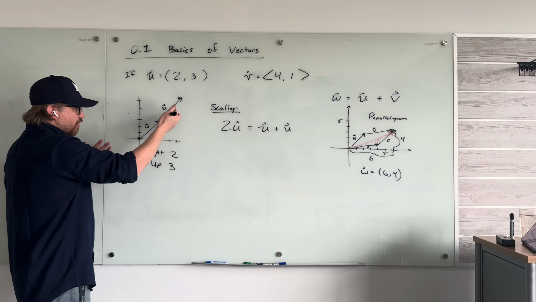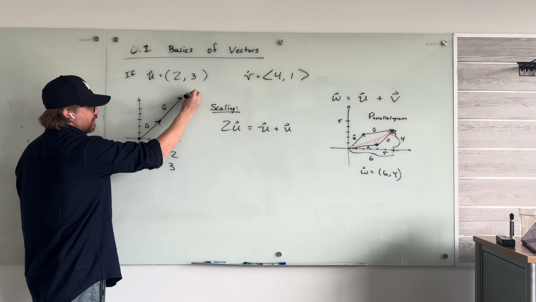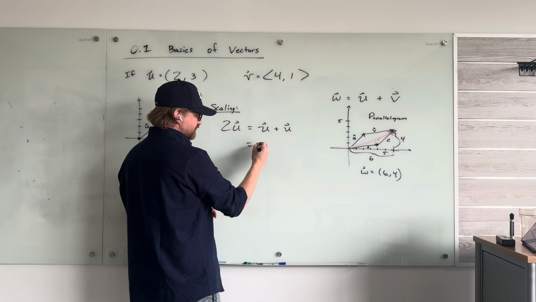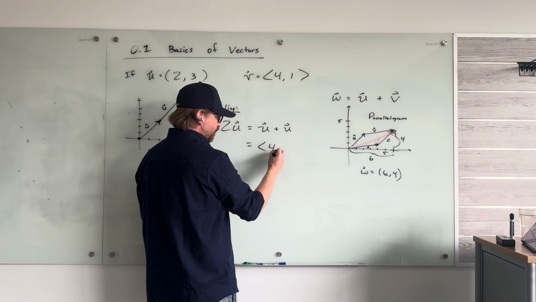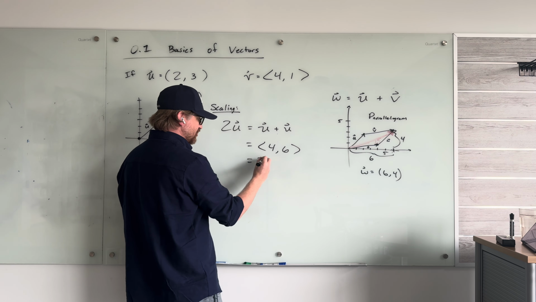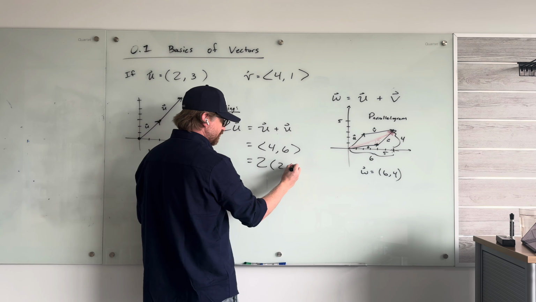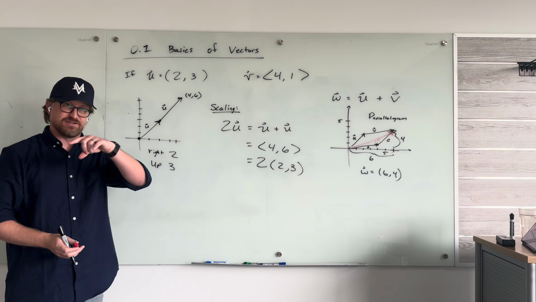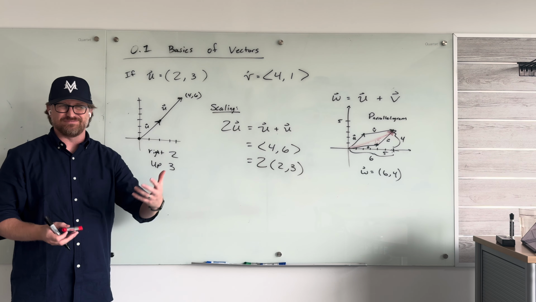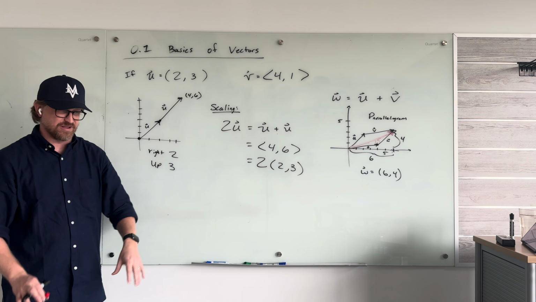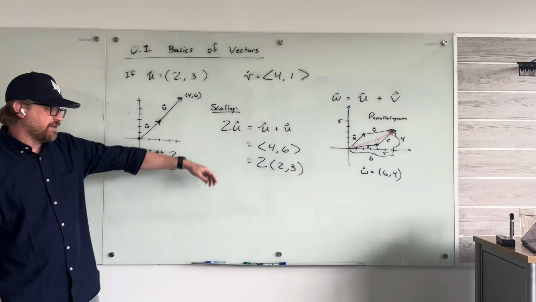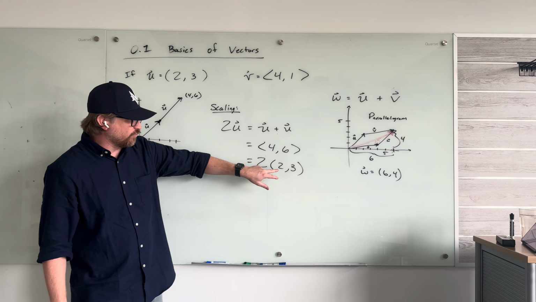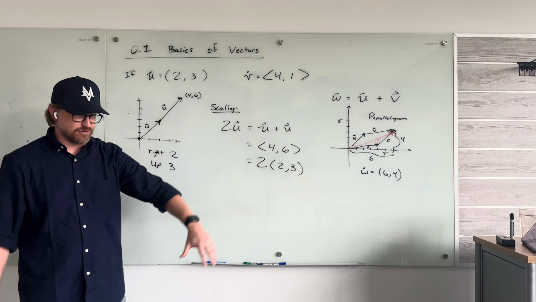Well, observe that this terminal point is 4, 6. It is double what u was. So this answer of 4 comma 6 is just 2 times 2, 3. Working with scalars, it works very intuitively. It's this idea of distributing, even though it's not really the distributive property, but the idea kind of holds. Whatever I'm multiplying in terms of my number here with a vector, we can multiply the components of that vector.